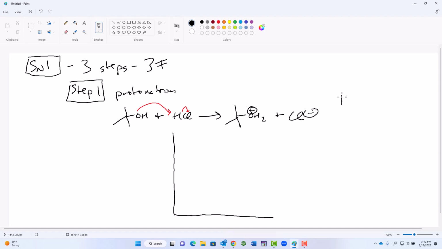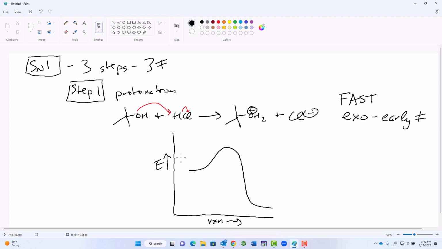Now, if we were to draw an energy diagram for this step in the mechanism: I said in the last video, this is a fast reaction, and acid-base reactions are almost always exothermic. As an exothermic reaction, we can predict this will be an early transition state. So this is E, this is our reaction coordinate. We see an early transition state that comes down. I'll draw these small in here, so this is ROH plus HCl. Our intermediate in this case, since it's not the end of the reaction, is our ROH2 plus Cl minus.